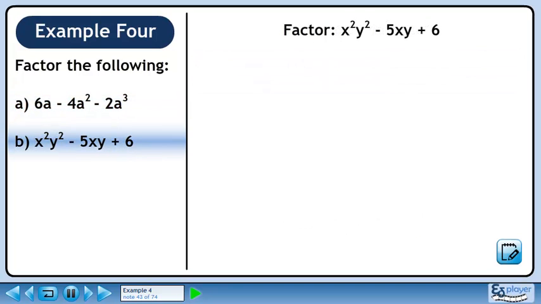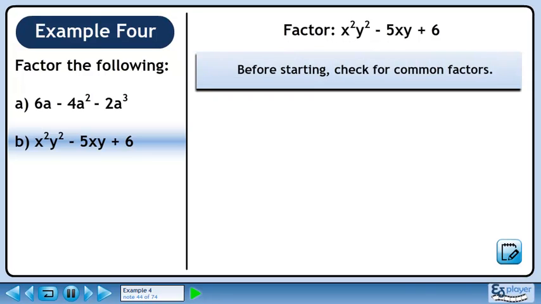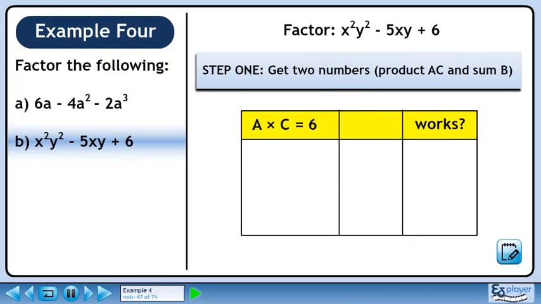In part B, we'll factor x squared y squared minus 5xy plus 6. Before starting, check for common factors. There are no common factors in this trinomial. In step 1, we'll get two numbers with a product of AC and a sum of B. The product of A and C is 6. B is minus 5.